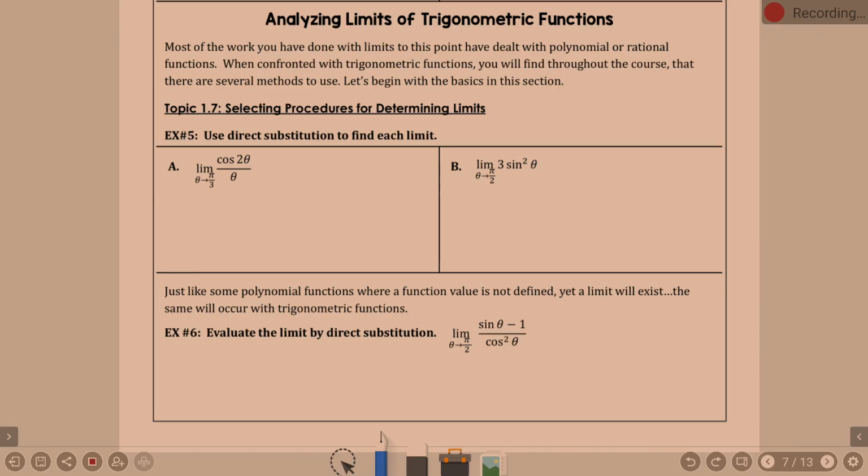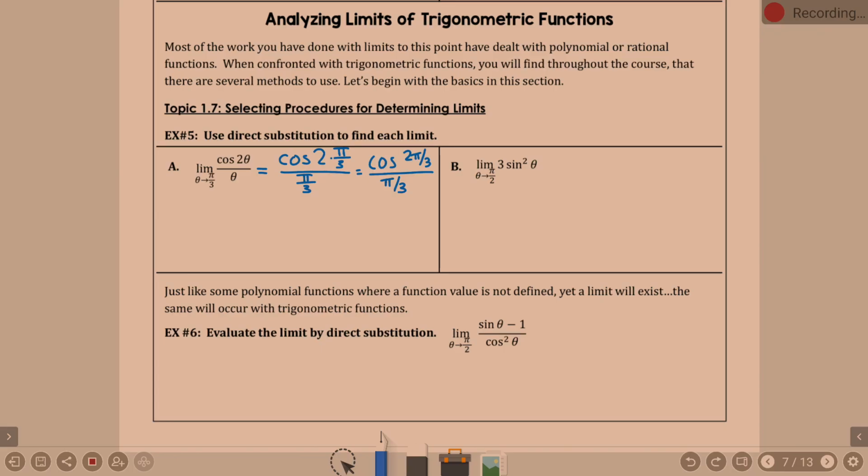So let's try it on A. The limit as theta approaches pi over 3 of cosine of 2 theta over theta. If we're just plugging it in, remember when you plug it in, you can drop off the word limit. So the cosine of 2 times pi over 3 divided by pi over 3. Well, what is 2 times pi over 3? 2 pi over 3. So we're going to have the cosine of 2 pi over 3 divided by pi over 3.